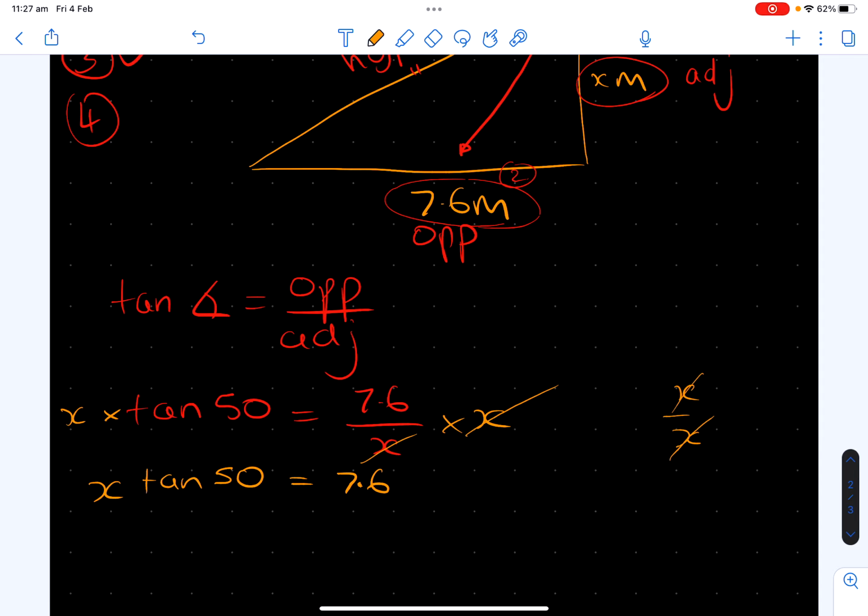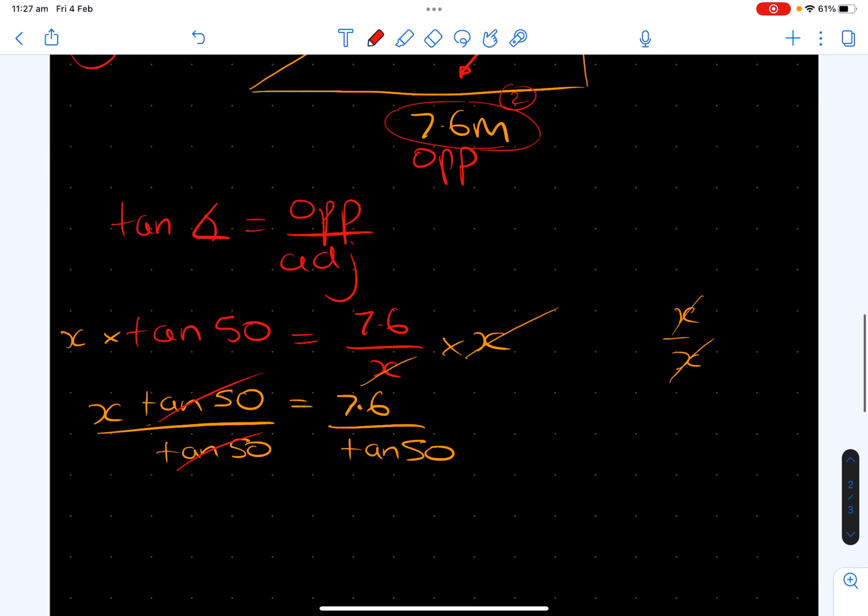Now your next step is to divide both sides by tan 50 to get x by itself. So we're going to go divided by tan 50, divided by tan 50. Because whatever we do to each side, we have to do to the other side. And then this side, we can cross out. And as a result, we get x equals 7.6 over tan 50.